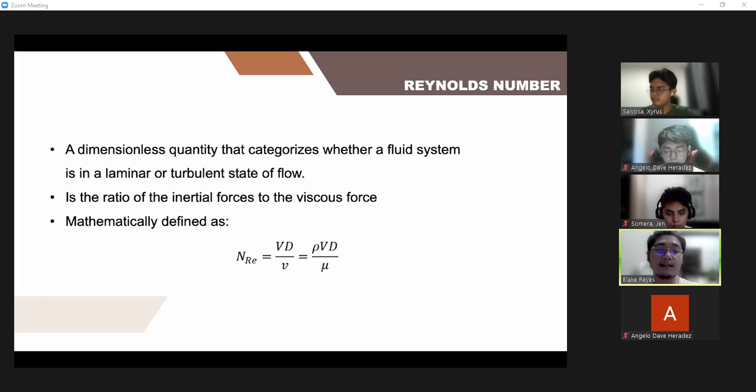D, in this case, is the characteristic length of a circular cylinder or sphere, which is taken as the external diameter, and small v is the kinematic viscosity, or it can be represented by the other form, rho V D over mu, wherein rho is the fluid density and mu is the dynamic viscosity. For flows across circular cylinders and spheres, the critical Reynolds number is about 2 times 10 to the fifth, and numbers below that show a laminar flow, while numbers above it show a turbulent flow.